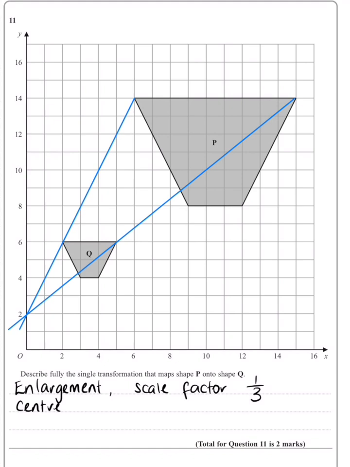Now that we've done that, we can see that the 2 lines have crossed at a point. The place where they cross is the centre of enlargement, and I just need to write down that coordinate, and that's going to be (0, 2). So it has a centre of enlargement at (0, 2). It goes across 0 and it goes up 2. And that is everything that you need to write for this question.